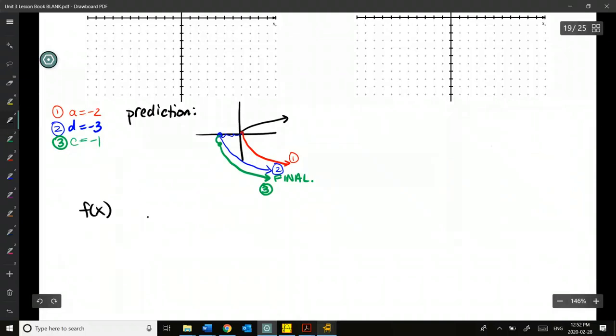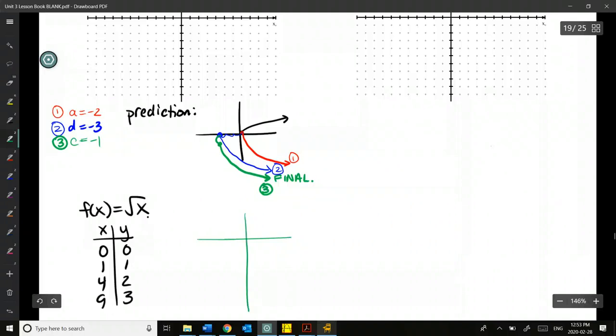Okay, so the parent function is root x for this one. So using those same parent function points from above, we're going to set up our equations here. So what should our equations look like with these values? Yep. Perfect. Lauren, you want to do the other one? -2y minus 1. Very nice.